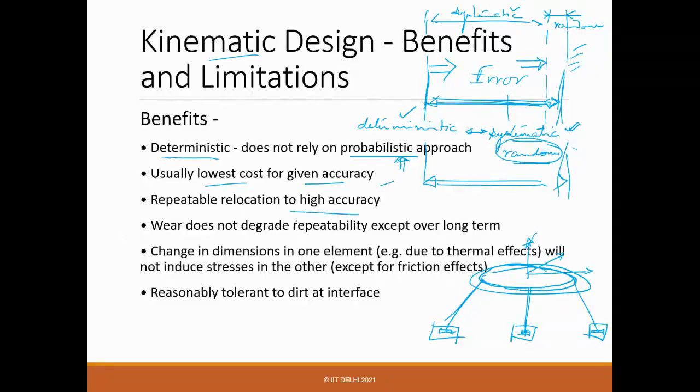Repeatable relocation leads to high accuracy; repeatability can be increased. So again, it's deterministic, right? You know where you are going all the time. Suppose you are in NCC camps and you do the firing. It doesn't matter where your gunshots are going, but if they are centered around somewhere, then you can always shift your marker and get very accurate results. So that's the idea. Repeatability means you can achieve high accuracy.